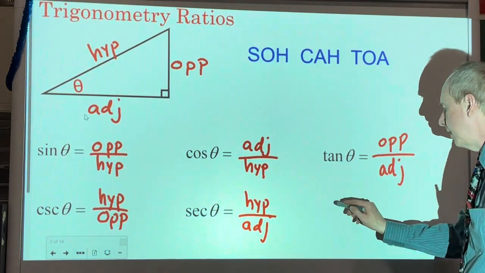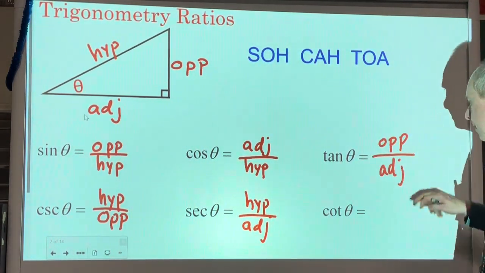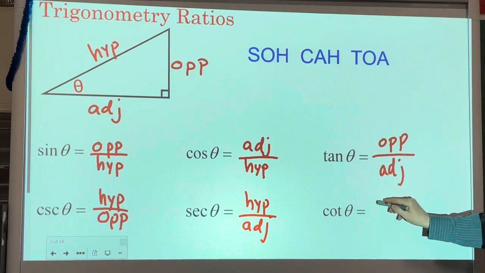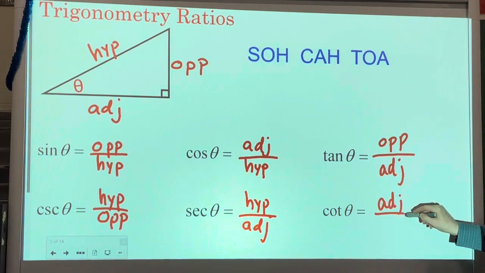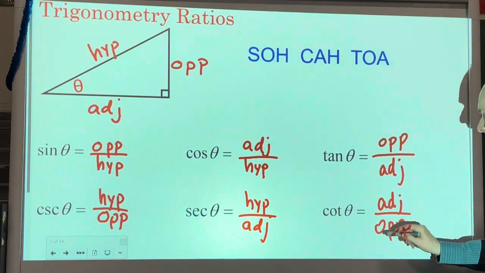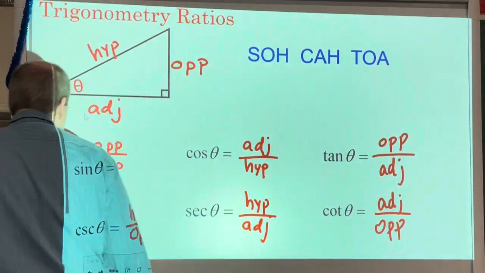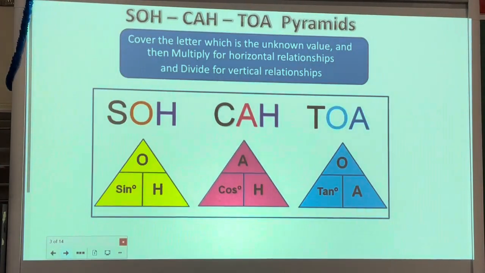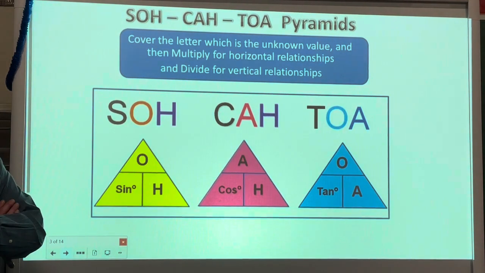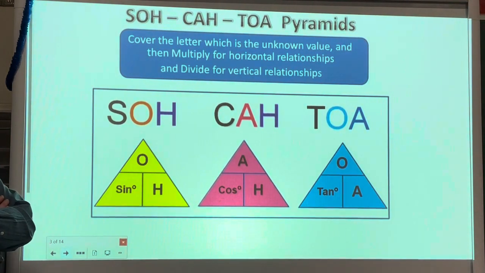And the reciprocal of tangent is cotangent. Take your opposite over adjacent, flip it over. The reciprocal is adjacent over opposite. What we're going to focus on though is SOHCAHTOA.